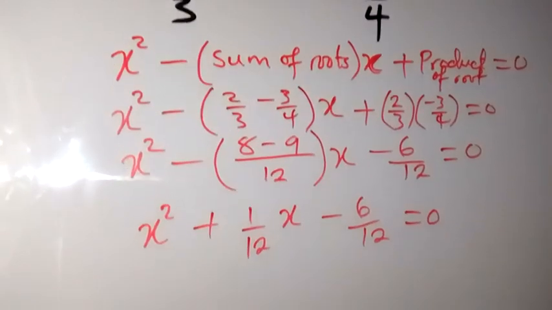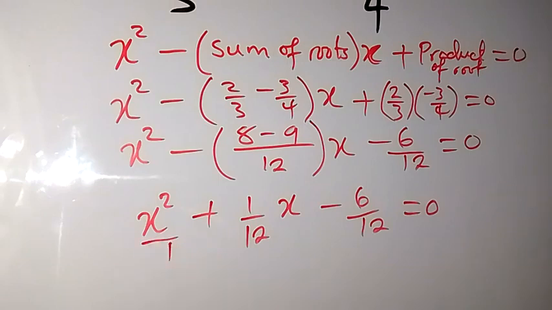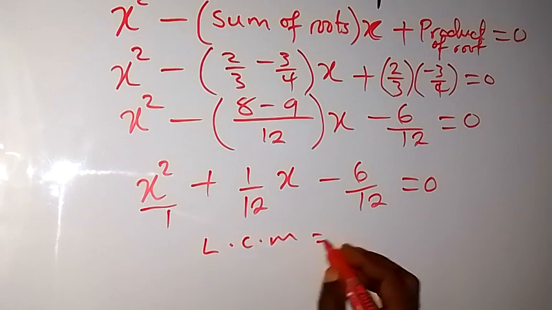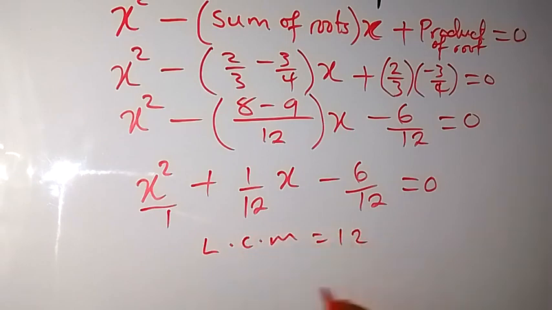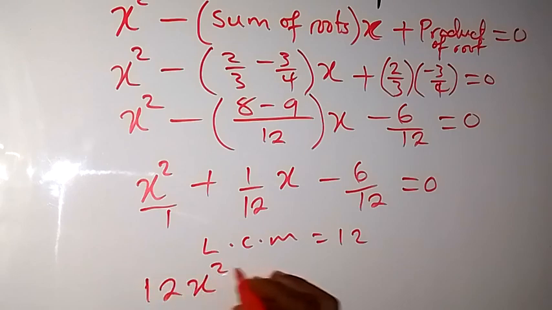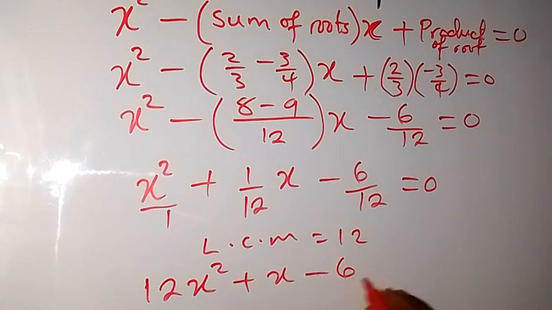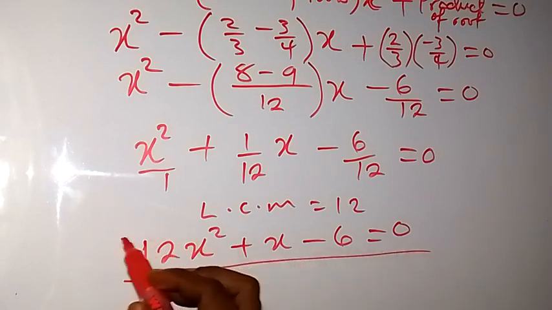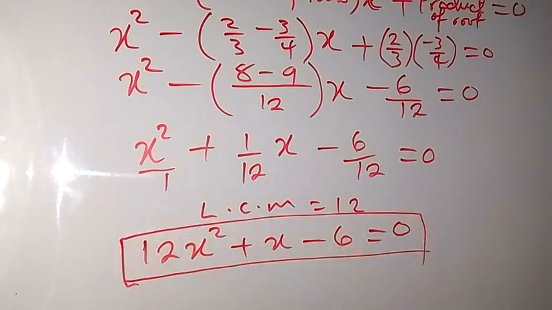Here we can see that 12 can be seen as the LCM. So LCM is 12. If LCM is 12, we can clear the fraction by multiplying through by 12. So this will be 12x squared, then plus x, then minus 6, which is equal to 0. So therefore, this is the quadratic equation we are looking for, which is 12x squared plus x minus 6 equals 0.